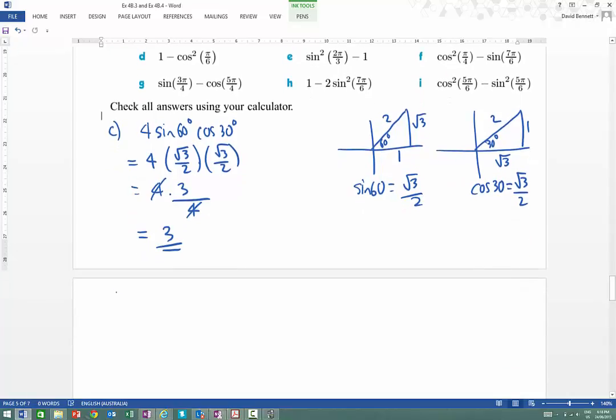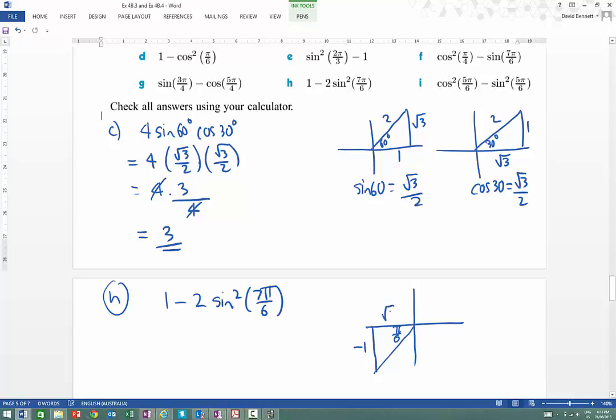Let's do, say, H. Alright, H, we've got 1 take 2 sine squared 7 pi on 6. I'm going to use my unit circle again. I'm going to think about where 7 pi on 6 is. 6 pi on 6 is pi, so 7 pi on 6 must be down around here. So that means that that angle there is pi on 6. Pi on 6 is like 30 degrees, so this side is -1. That's -√3, and that there is 2 for our special triangles.